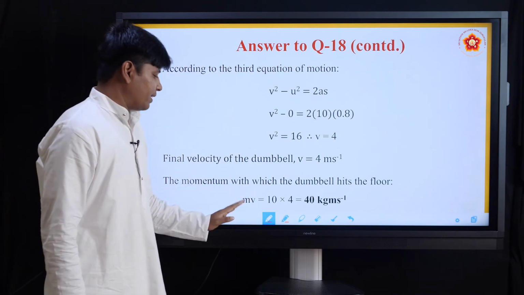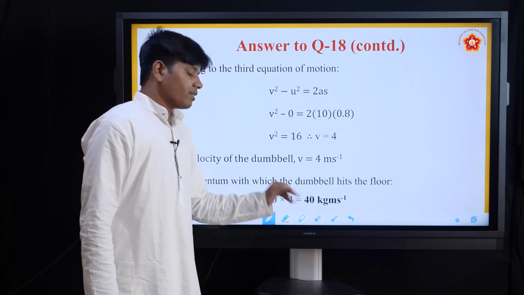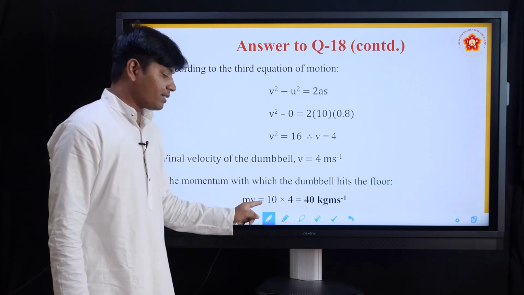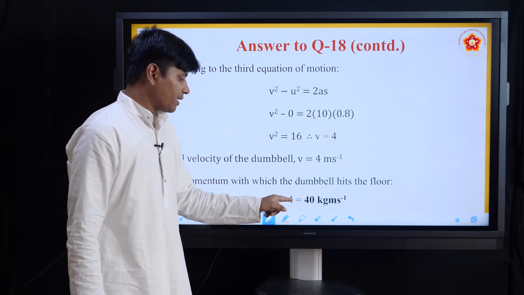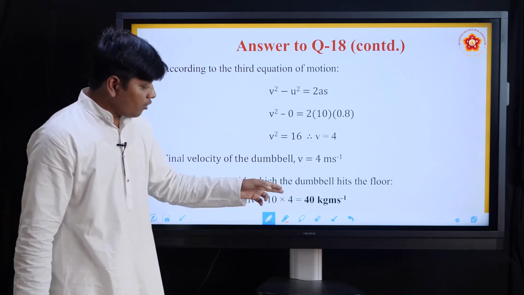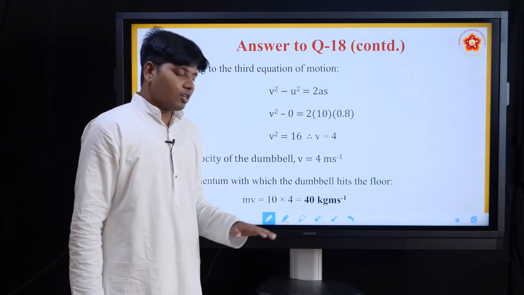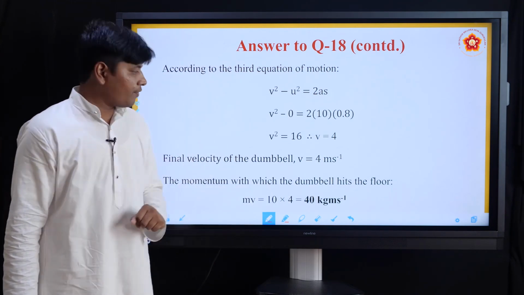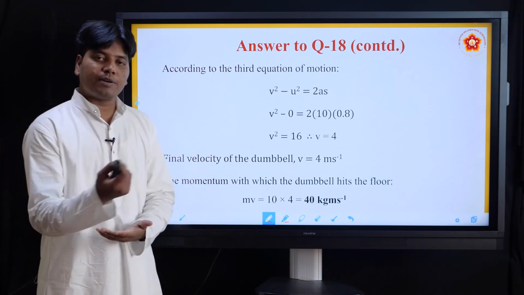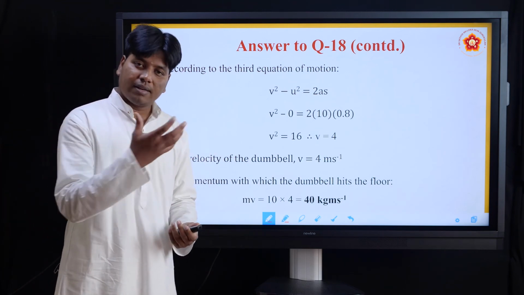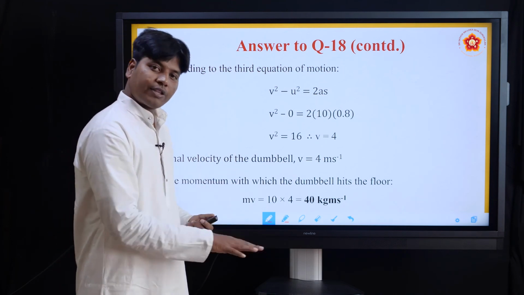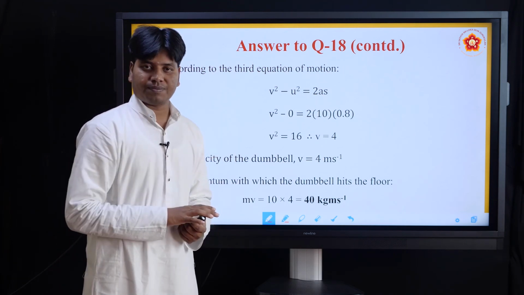M into V. That is 10 times the velocity of the dumbbell. 10 is the mass, times the velocity, which is 4 meter per second. So the magnitude becomes 40 kg meter per second. So this is your final momentum of the what? The dumbbell. So that much momentum is being transferred to the floor when it is hitting the floor.